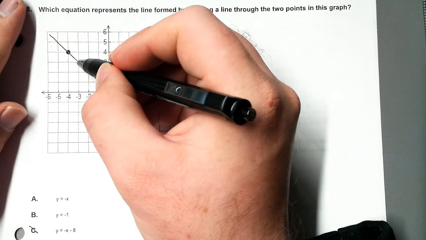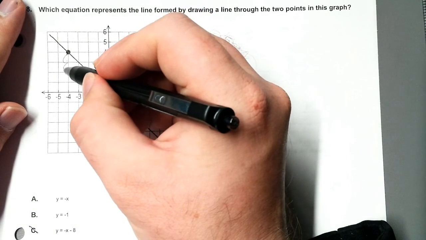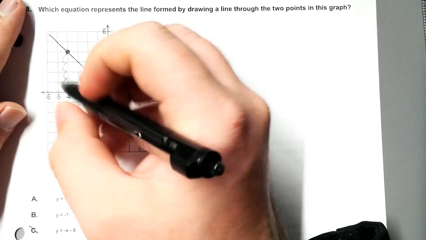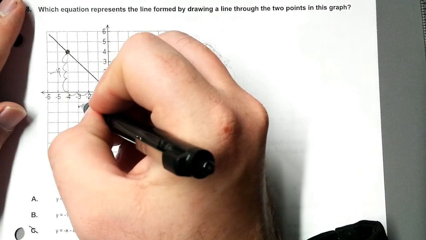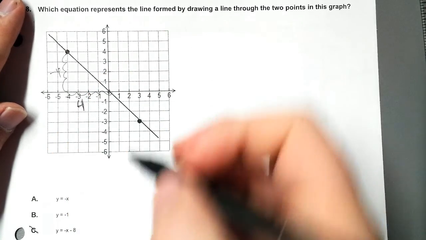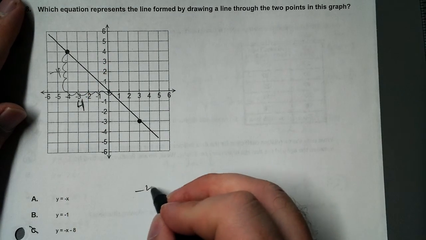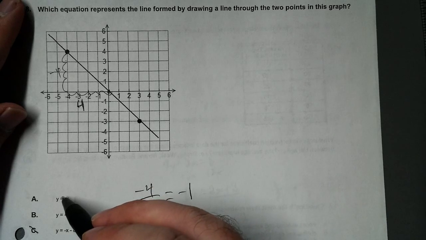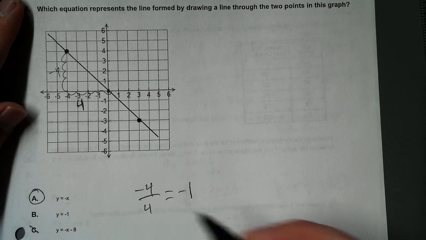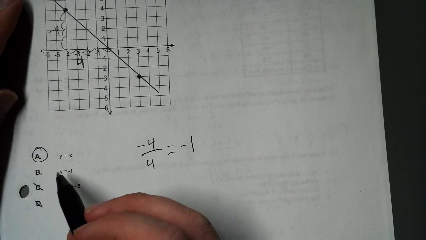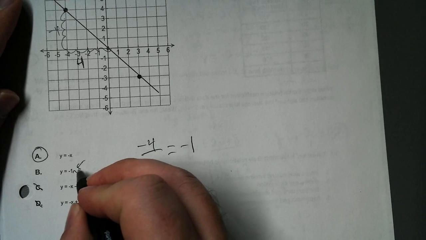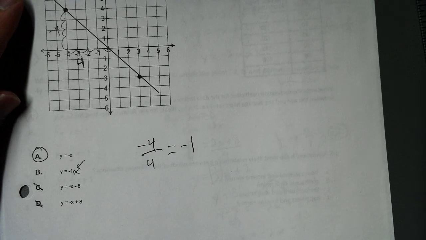It goes down 1 over 1. Down 1, 2, 3, 4, over 1, 2, 3, 4. Any of these points could work. -4 over 4, which is -1, so it's got a slope of -1x. A. Make sure to not put B, because what B is missing is they forgot to put in their x value. If it had an x value, it would be correct, but it's not.